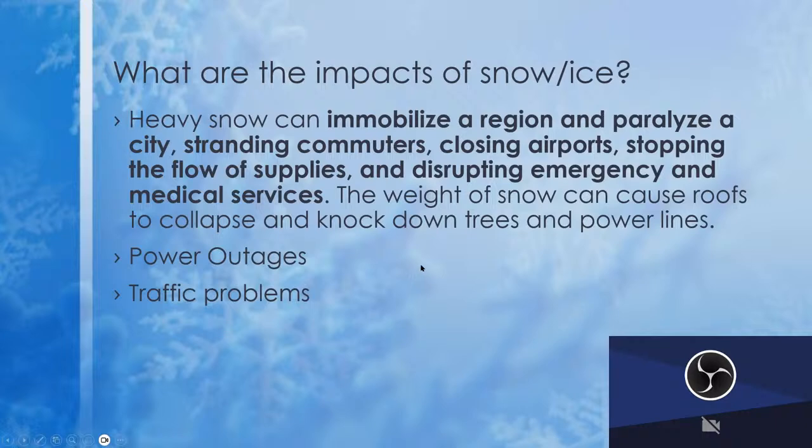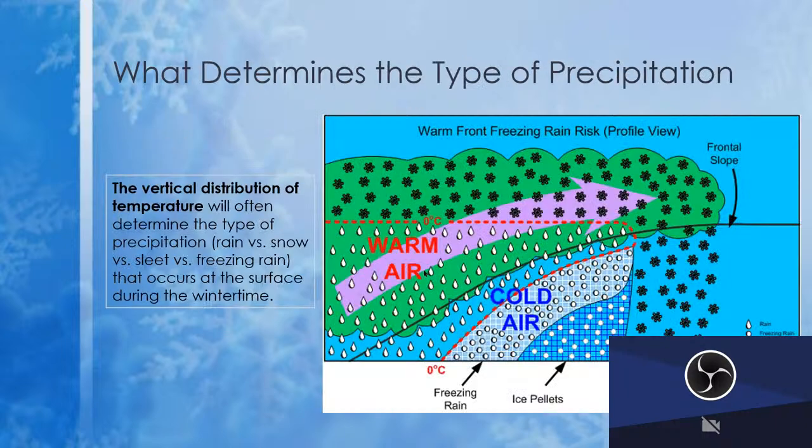What are the impacts of snow and ice? Well, heavy snow and ice can immobilize a region and paralyze cities, stranding commuters, closing airports, stopping the flow of supplies, and disrupting emergency and medical services, as we saw the other day. The weight of snow and ice can cause roofs to collapse and knock down trees and power lines. Power outage problems, and I hope no one had those the other day when we had our ice and traffic problems. So, what determines the type of precipitation?